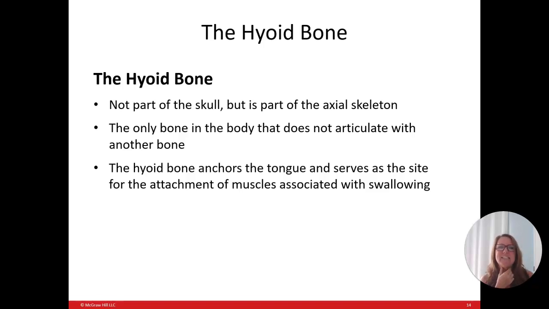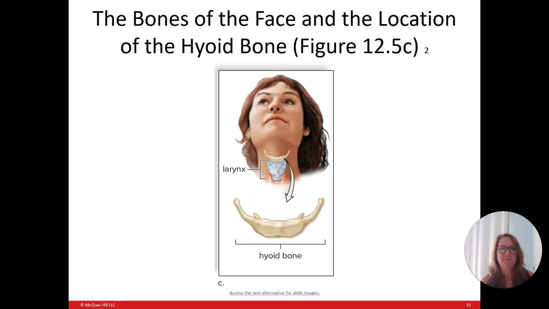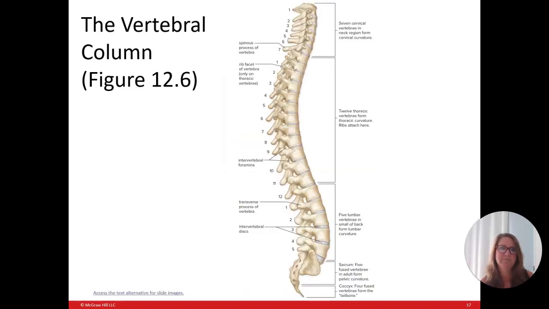Essentially, it is acting as an anchor for our tongue and serves as the attachment for muscles associated with swallowing. So hyoid bone, kind of an interesting thing to throw out there. We see a lot of this in our crime shows. Someone was strangled because they had a broken hyoid bone. It's kind of hard to break the hyoid bone unless, you know, you're being strangled.